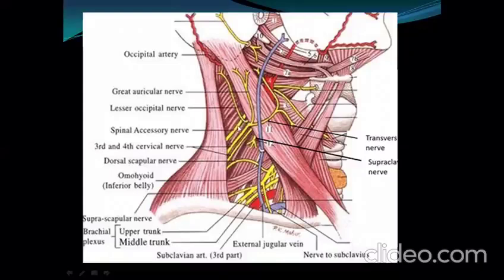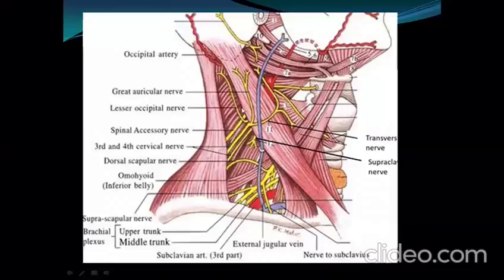After that, it lies between the fascial roof and the fascial floor. That means it lies between the investing layer of deep cervical fascia and the prevertebral fascia. After that, it rests on the levator scapulae muscle. Then about 5 centimeter above the clavicle, it disappears deep to the trapezius muscle.